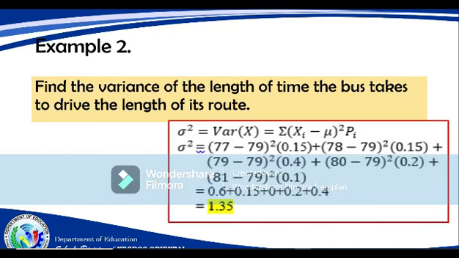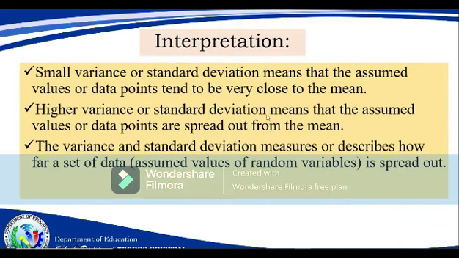Okay, so how are we going to interpret the variance? So we have here the interpretation. Small variance or standard deviation means that the assumed values or data points tend to be very close to the mean. Next, higher variance or standard deviation means that the assumed values or data points are spread out from the mean. Then third, the variance and standard deviation measure or describe how far a set of data, assumed values of random variables, is spread out.